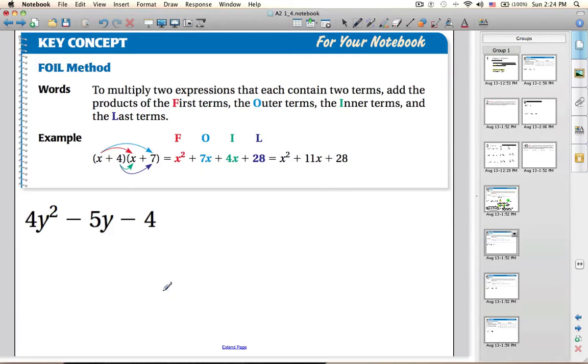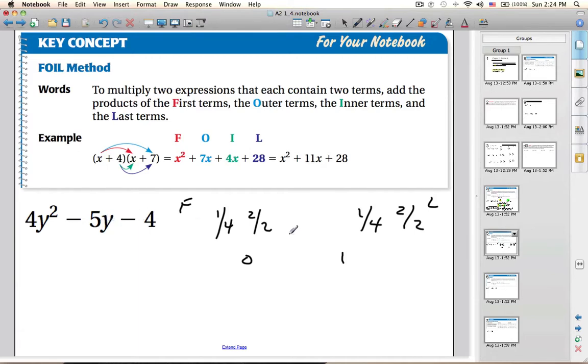Okay, let's do another problem. So this one's different because I've got a minus here, right? So again, we've got 1 and 4, and we could have 2 and 2, and the same for the other 4, 1 and 4, 2 and 2s. So remember, these are going to be my firsts, these will be my lasts, and then we want to start checking my outsides and insides to see what's going to work to get a difference of 5.